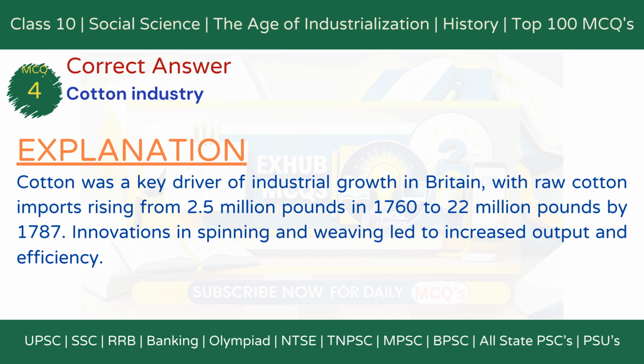The correct answer is option B, cotton industry. Explanation. Cotton was a key driver of industrial growth in Britain, with raw cotton imports rising from 2.5 million pounds in 1760 to 22 million pounds by 1787. Innovations in spinning and weaving led to increased output and efficiency.